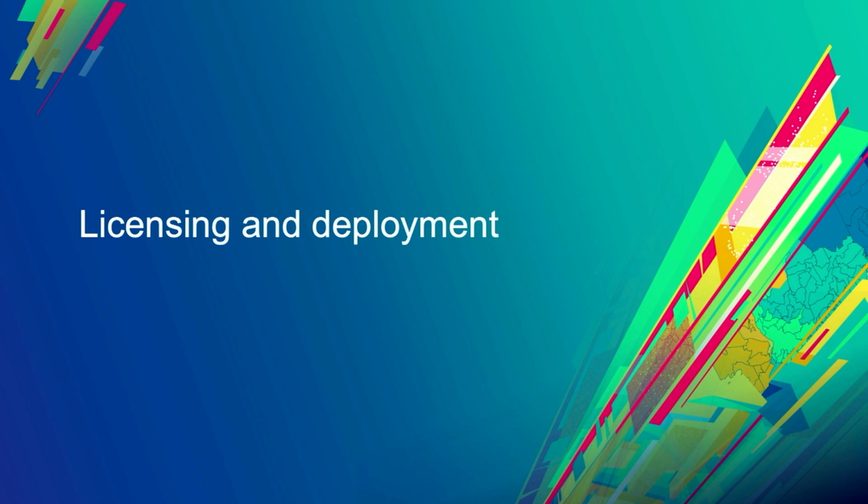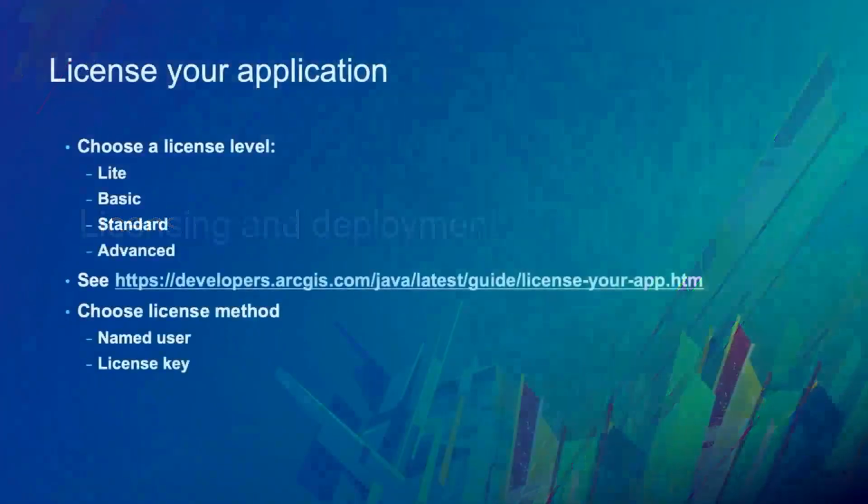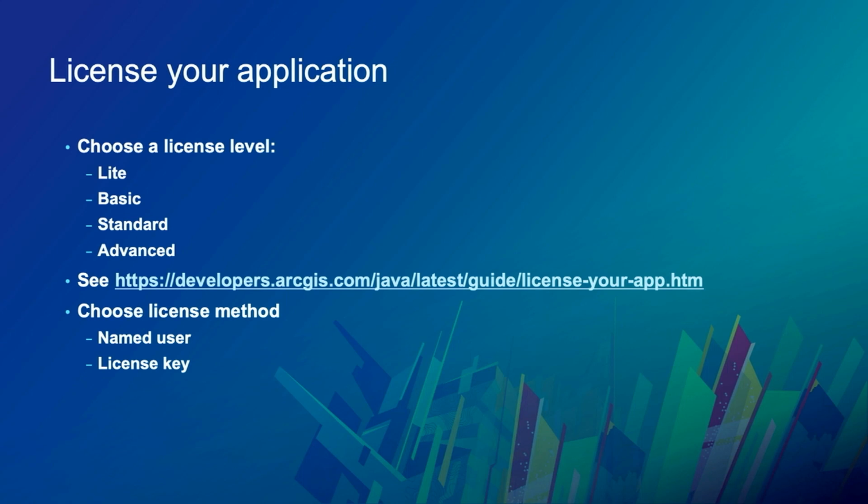So let's move on now to licensing deployment so we can make our applications go live to market. When you're using Runtime, you will be using one of the 4 different license levels according to the level of the functionality that you're using inside your application. And there are 4 levels: Light, Basic, Standard, and Advanced. Light being a free deployment and increasing levels of cost associated with Basic, Standard, and Advanced.